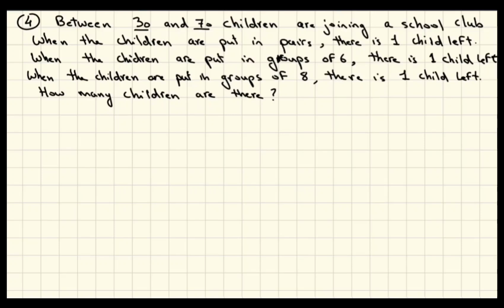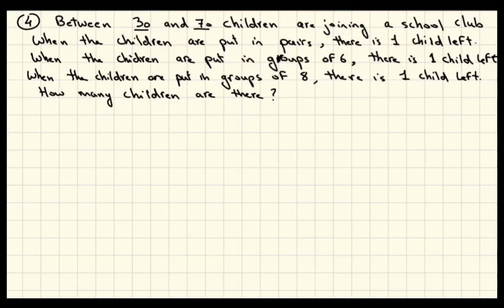When the children are put in pairs, there is one child left. When the children are put in groups of 6, there is one child left. When the children are put in groups of 8, there is one child left. So how many children are there?